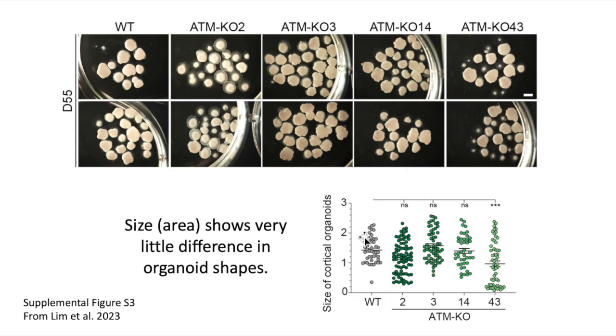In this paper, they measured the size of the organoids and found no difference other than wild type and line 43. But the difference in line 43 is likely due to these very small organoids, as you can see here. And when you have such a difference in size in the same treatment group, there's probably very distinct biology going on. So we are particularly interested in figures like this because we can measure shapes in ways that traditional metrics such as area cannot.